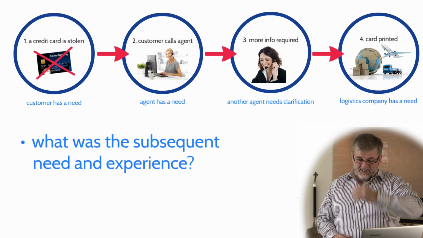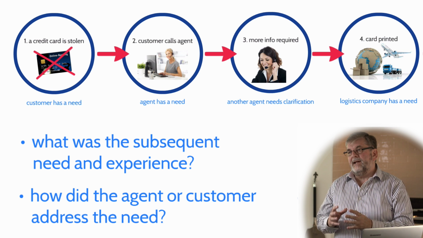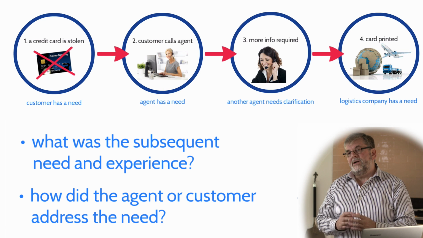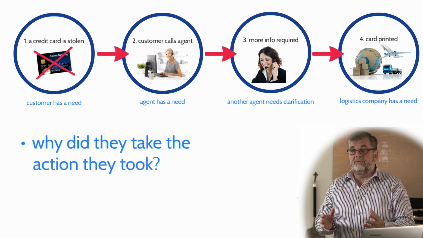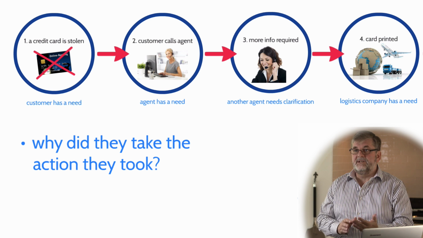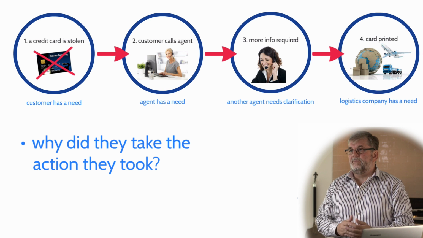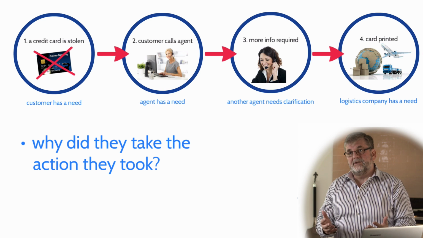If we add to that, we say, well, how did the agent or the customer address that issue? So they have a need. Why did they take the action they took? Let's go back to the customer. Perhaps the customer had the app on the phone and the app had a telephone number, so it's easy for them to ring. The first agent who had to process, perhaps they'd been trained. So the training is where they came.